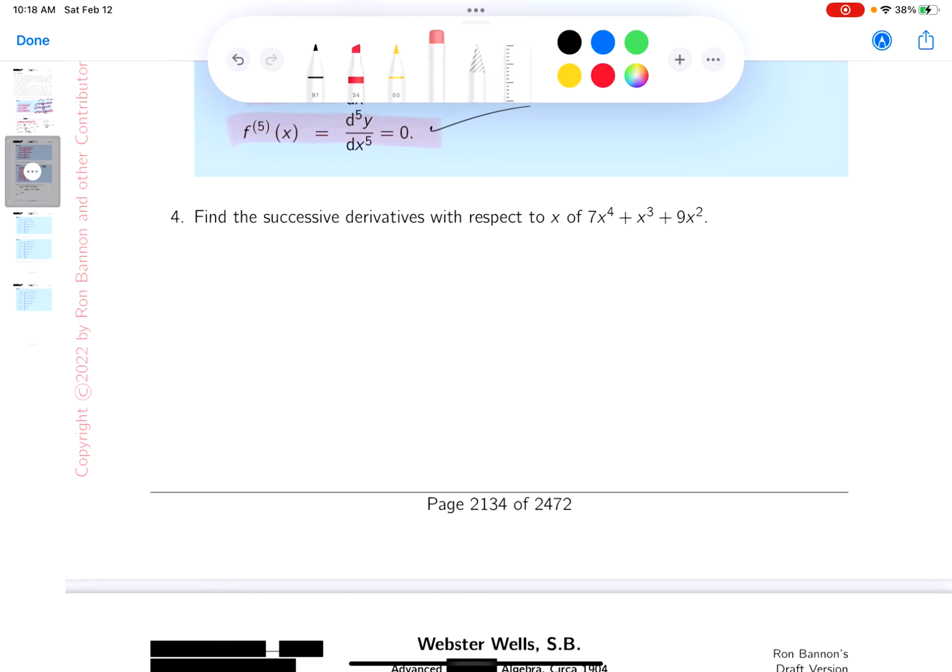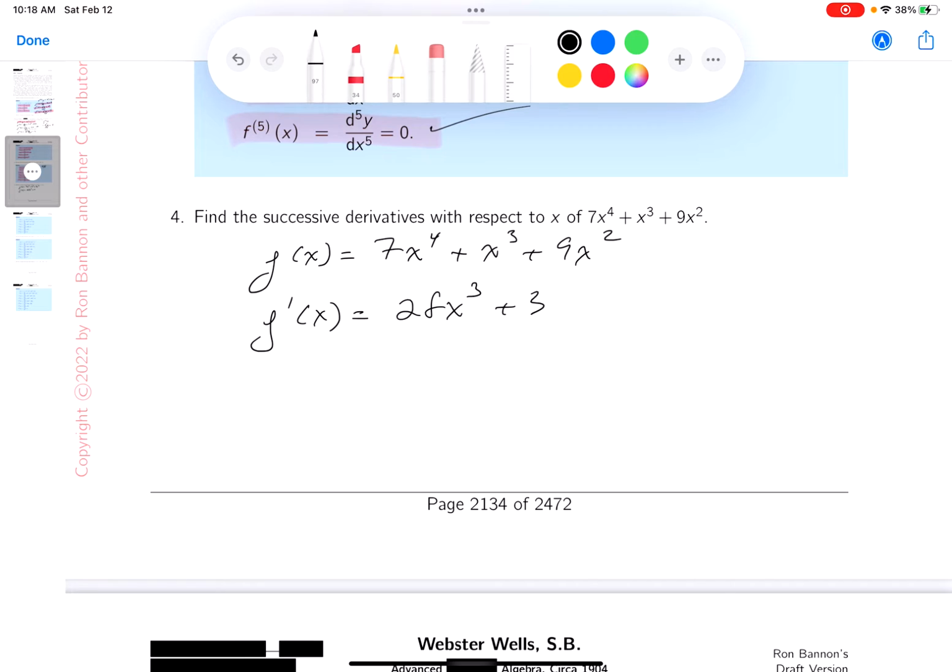All right, so let's write that down again. f of x equals 7x^4. And I would recommend, if you're off to a bad start, clean slate. I really do mean that. Clean slate. f prime, well, that's going to be 28x cubed plus 3x squared plus 18x.